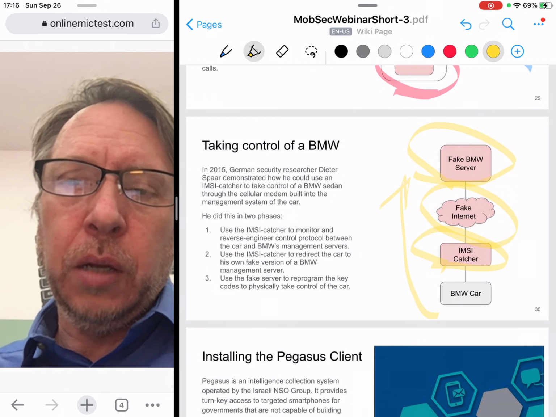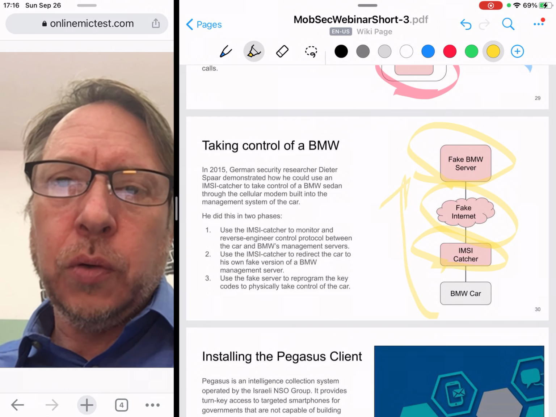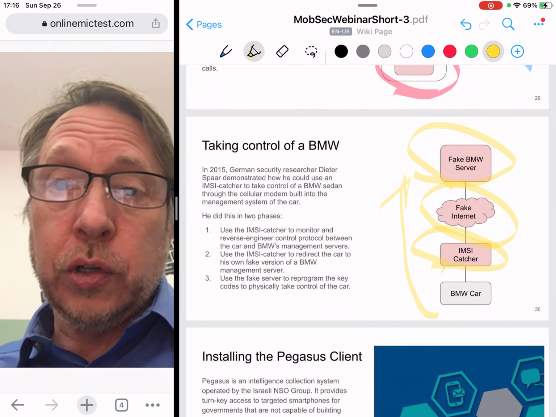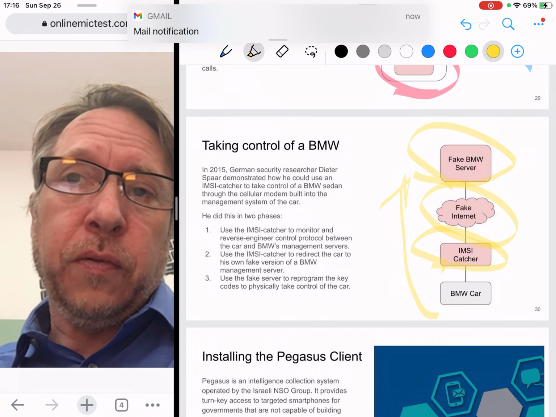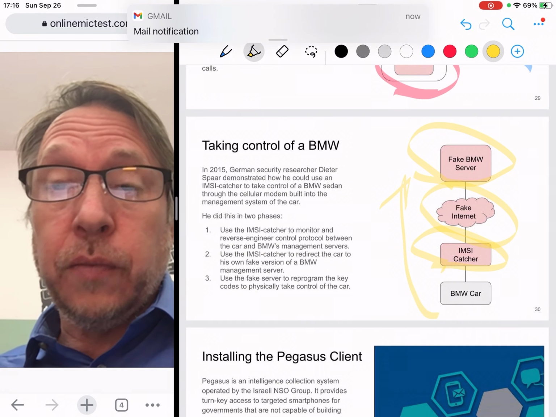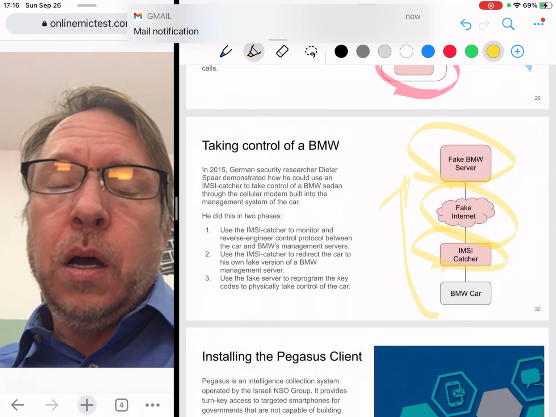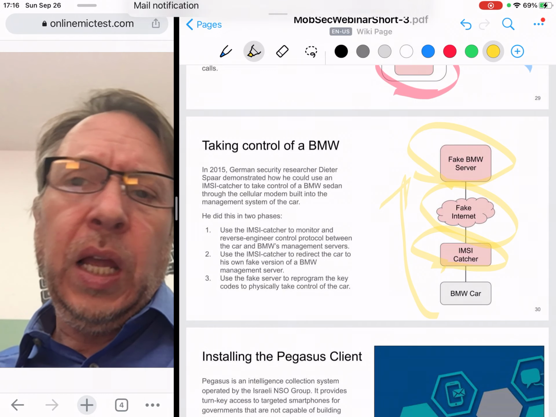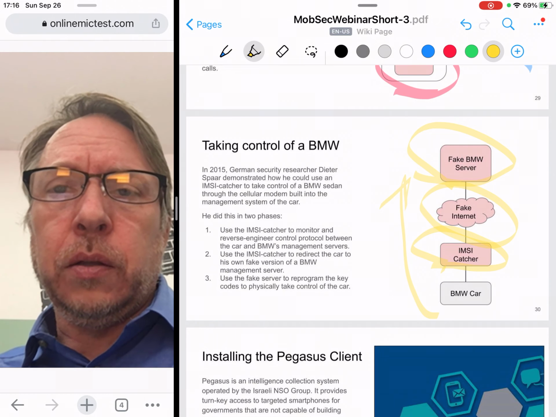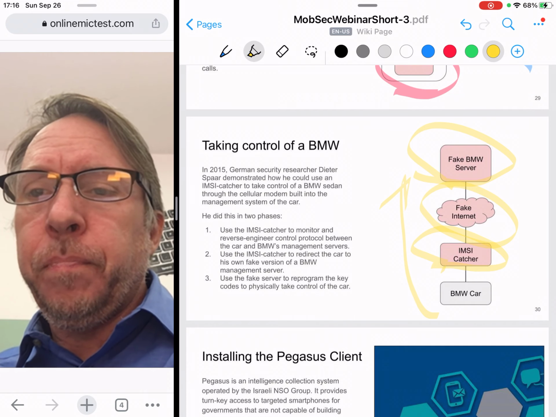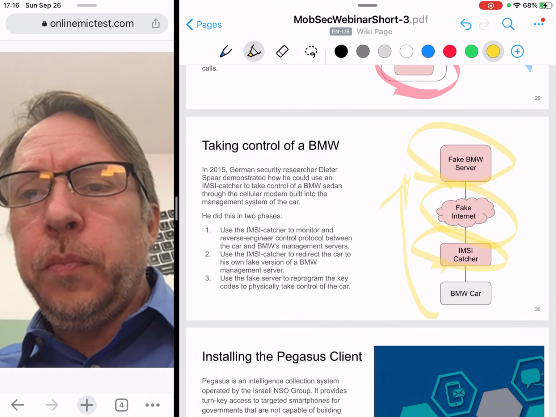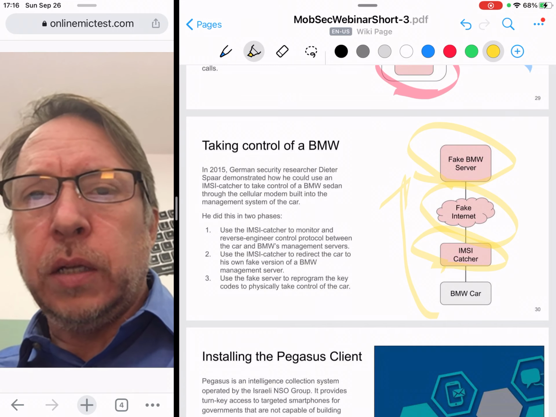request all sorts of information from the car about performance, also geolocation information about where it's been, and also do things like lock and unlock the doors and start and stop the engine. So that's it. Use the fake server to reprogram key codes to physically take control of the car.